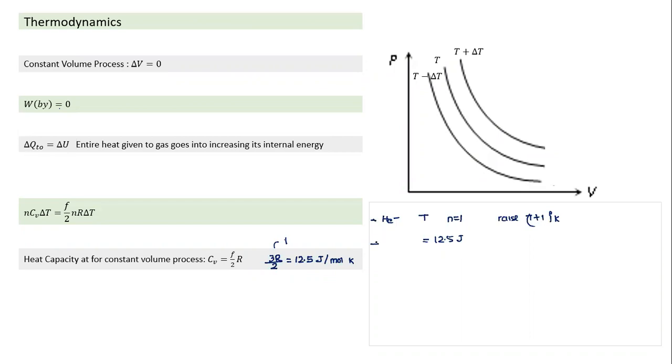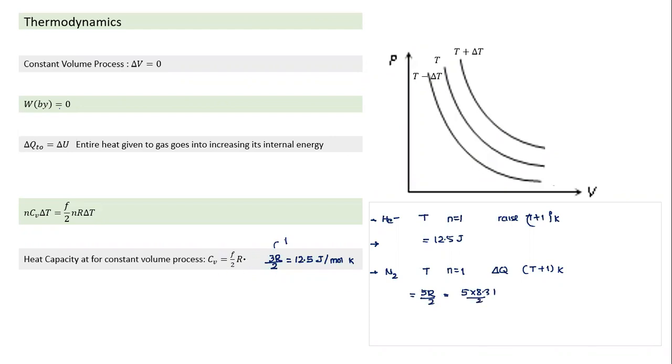It will be the same for any monatomic gas. If I take one mole of any monatomic gas, it will take the same amount of heat. And if it is not monatomic, suppose we take nitrogen gas at some temperature, one mole of nitrogen gas, what is the amount of heat I need to supply to raise the temperature to T plus 1 K? In the case of nitrogen, since it is diatomic, it will require 5R by 2. And it will require heat 5 into 8.31 by 2.